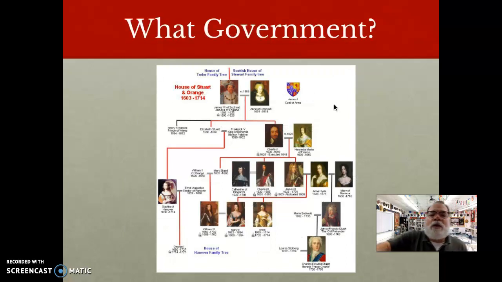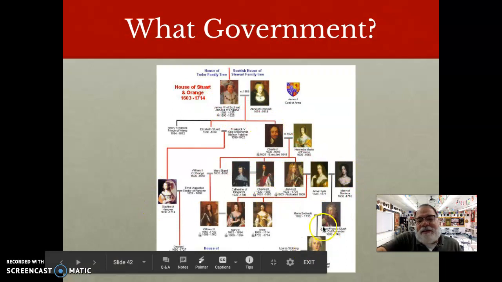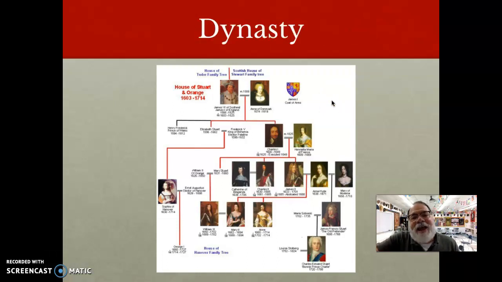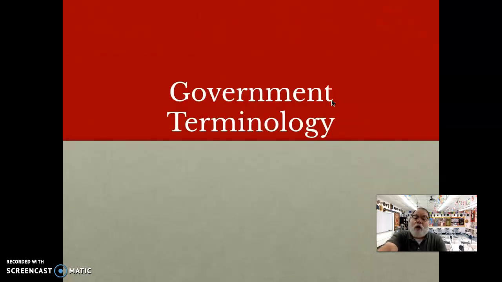Okay, here we go. Look at this. It's a whole family, okay? It's the house of Stuart and Orange. And look, this is like mommy and daddy and kids and grandkids and great-grandkids and some other dude down here who's got a cool-looking hair. And what government is this? These guys were rulers. It looks like a family of rulers. That is a dynasty.